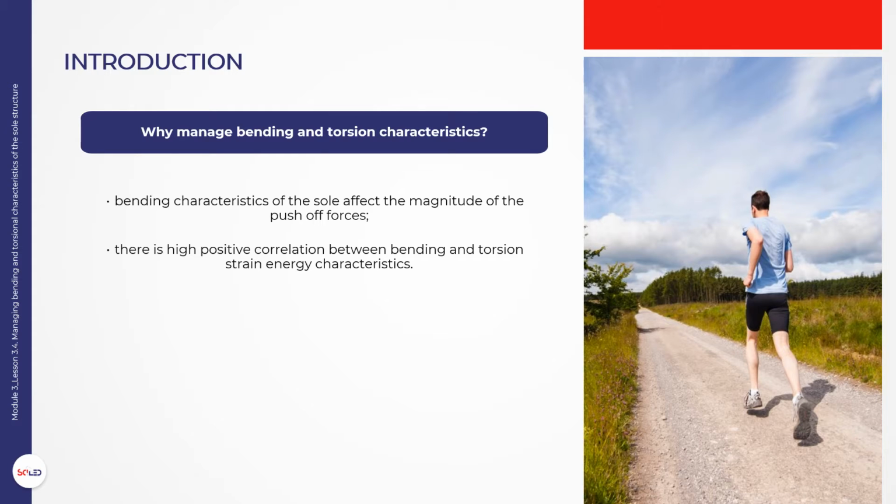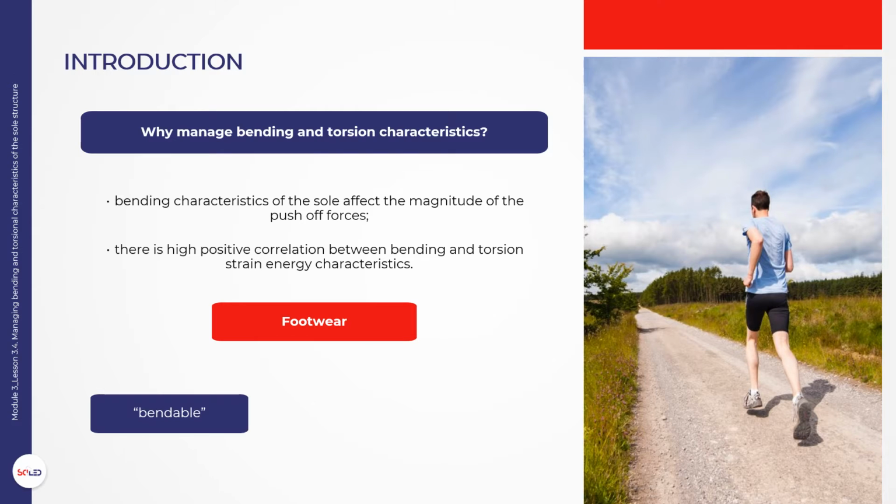First, it has been proven that the bending characteristics of the sole affect the magnitude of the push-off forces, Sakajlo et al., 2007. Engineering theory as well as simulations with finite elements, Papayannis et al., 2017, have shown that there is high positive correlation between bending and torsion strain energy characteristics. Therefore, if a shoe is very bendable, it is also very twistable. Overall, in the usual urban environment when walking, the less rigid is a shoe, the better.